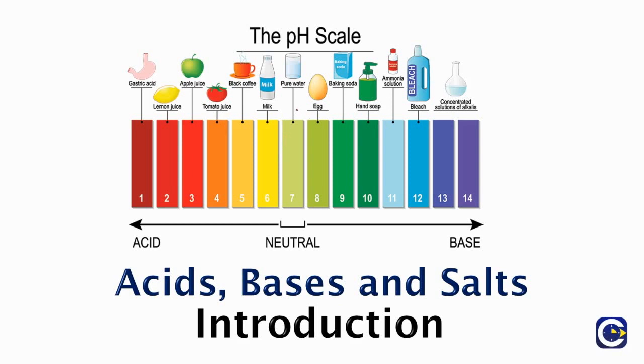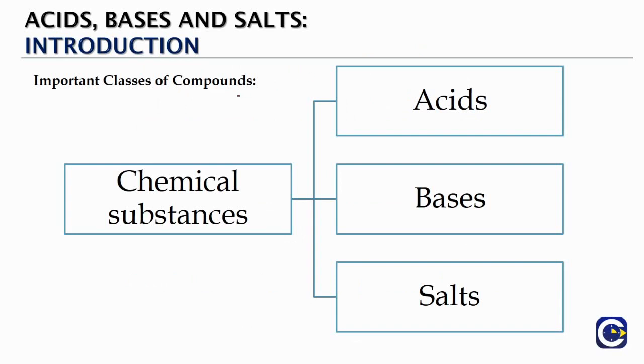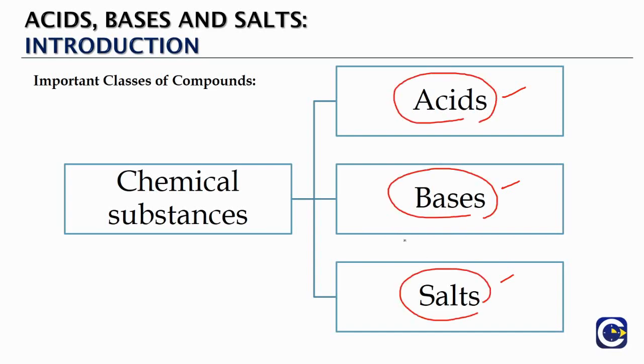Hello everyone. In this video we look at the introduction to one of the very important classes of chemical substances, which is acids, bases and salts. Among the chemical substances that we will be trying to analyze throughout our course of study in chemistry, these three categories of substances, acids, bases and salts, take a very important place because most of the reactions that we are going to study in chemistry would be involving either of these three classes of substances.